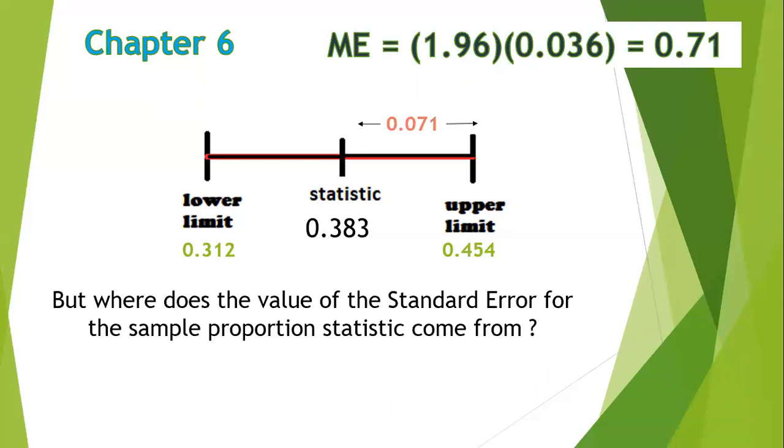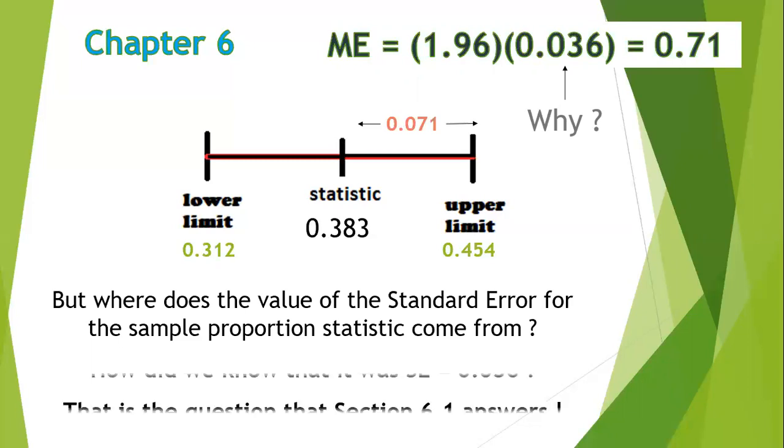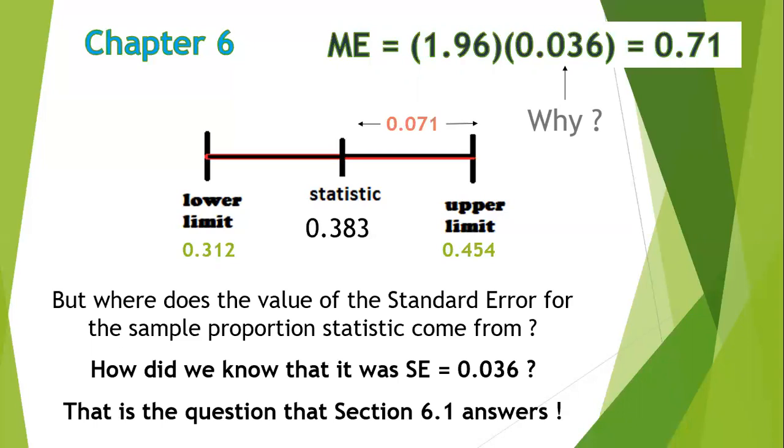But we may now ask, where does the standard error come from? Where did this number of 0.036 come from? Why is that the standard error for our sample proportions? And that is exactly the question that section 6.1 answers. Where does the standard error come from? How did we know that it was 0.036?